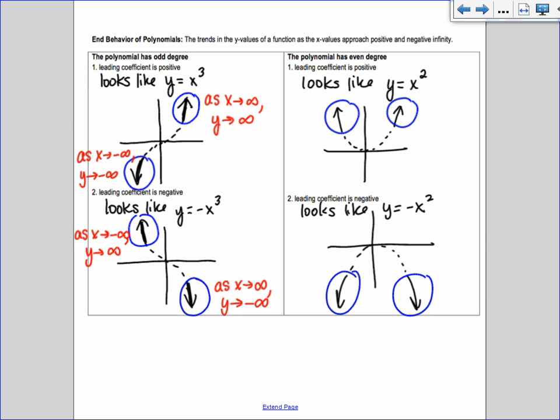All right, so over here, I'm going to say as x goes to infinity, y goes to infinity. And on the left, I'm going to say as x goes to negative infinity, is y going to positive or negative? Y goes to infinity, right? It's still going up. So they can go to the same, both of those are going up. Number 2, as x goes to infinity, y goes to negative infinity. As x goes to negative infinity, y goes to negative infinity.